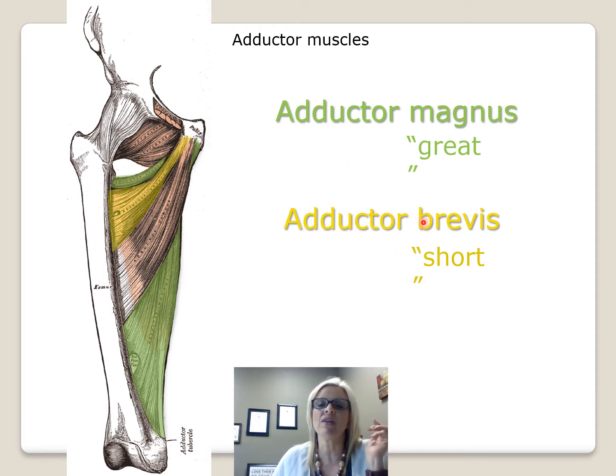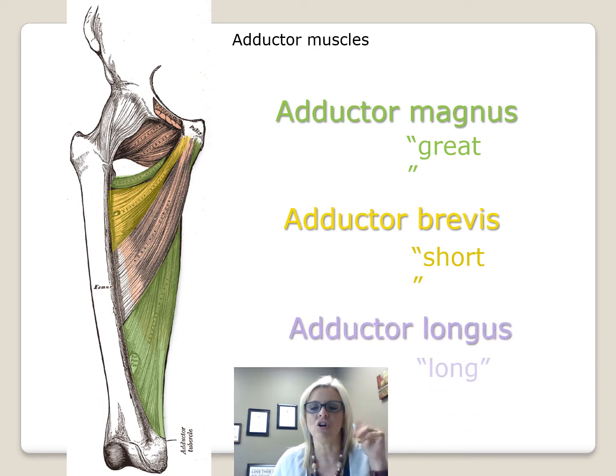And then next here, we have the adductor brevis. Well, if you've ever ordered a breve coffee, it's the same meaning. It means short. And so this one here is a little bit shorter. So adductor brevis. We're also going to have adductor longus, which is going to be right here. And of course, longus means that it's going to be long. So how do you tell them apart? You tell them apart by their names. Adductor longus, and that means long.